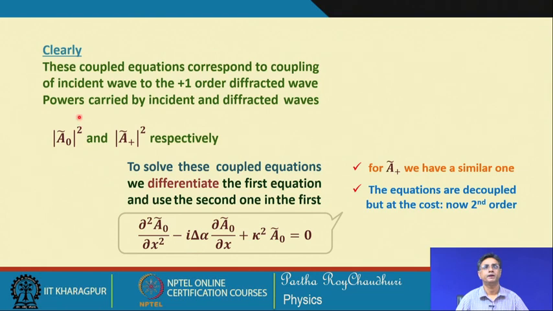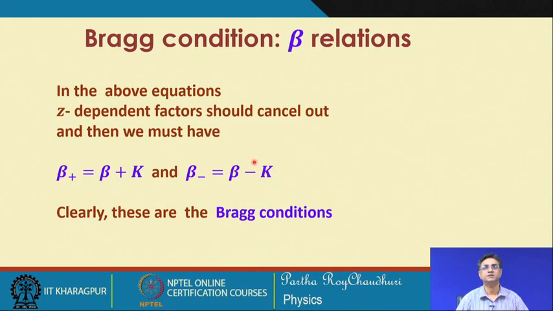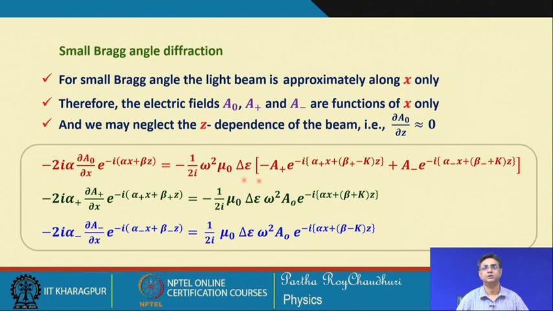Similarly for A plus. Now you can see that the mod square of A0 and A plus represents the intensity of the respective orders. We have considered that both the equations cannot be satisfied, with beta plus and beta minus, at the same time. So, at a time one will be present, which is very clear from here.